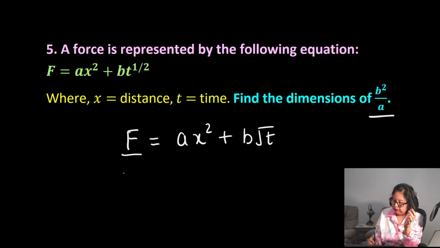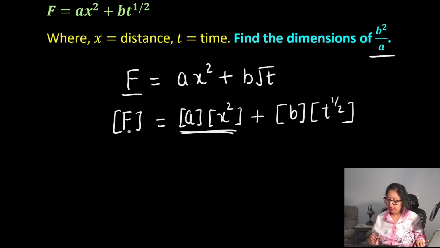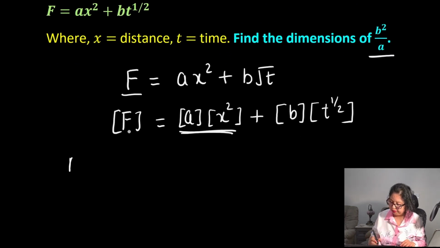That means dimensions of F, which is on the left-hand side, must be equal to dimensions of A times dimensions of x squared. This is one term here. Plus dimensions of B times dimensions of t to the power 1/2. Okay. Now the dimensional formula for F is M1 L1 T^-2.